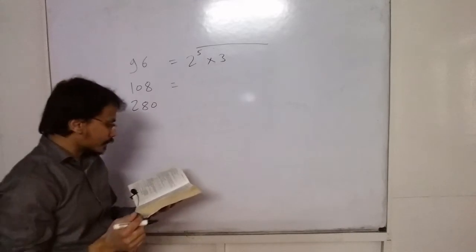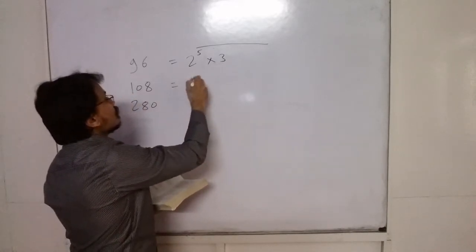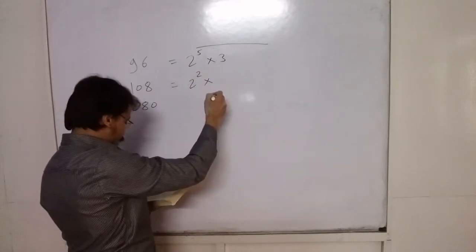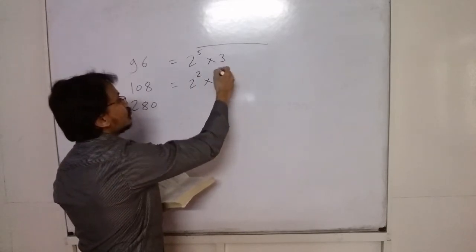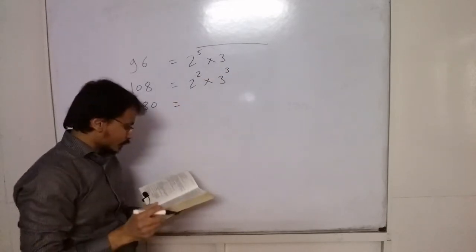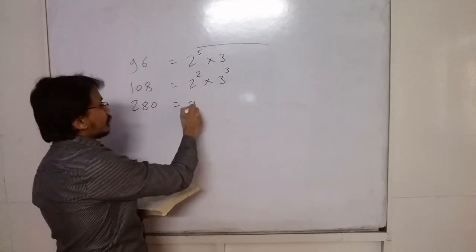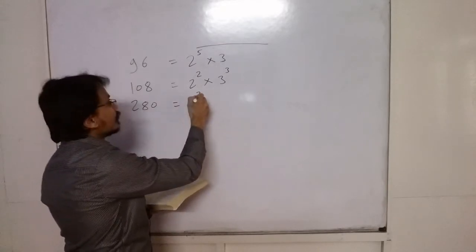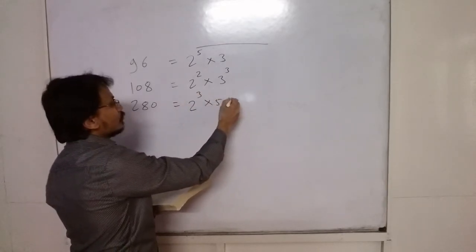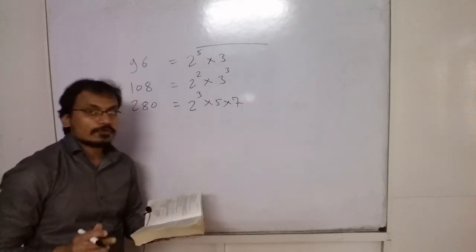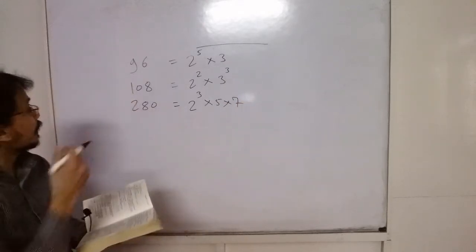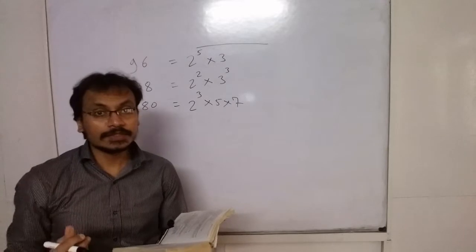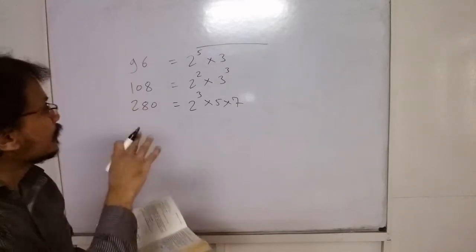Same for 108, factors are 2 square into 3 cube. Then for 280, the factors will be 2 cube into 5 into 7. So first of all, pause this video and factorize these numbers. You will be getting these factors.